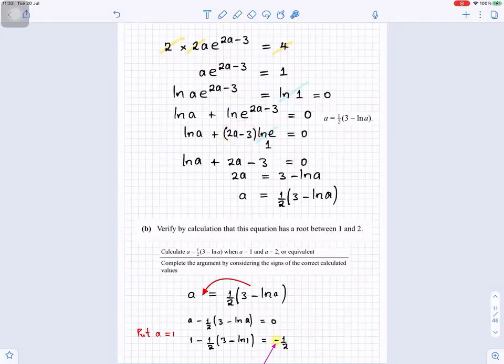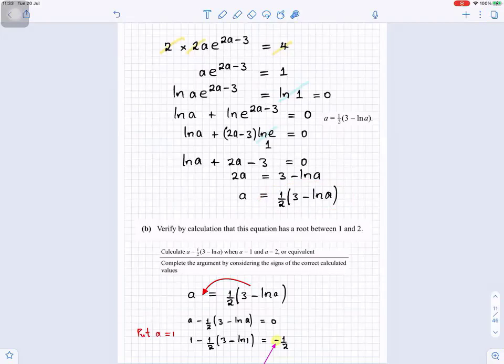ln e is 1. So ln a plus 2a minus 3 equals 0. So take 3 to the right, it becomes plus 3. Take ln a to the right, it becomes minus ln a. So 2a equals 3 minus ln a, and you divide by 2. It becomes half bracket 3 minus ln a, which is what you're required to show.